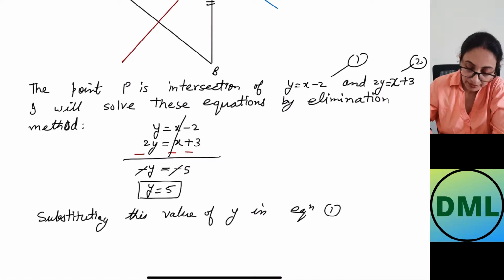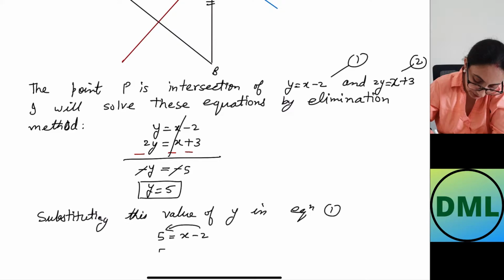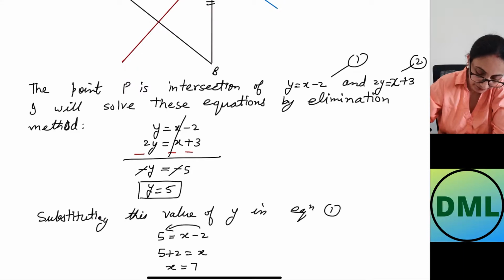Substituting this value of y in equation number 1. So what will happen here? It will be 5 is equal to x minus 2. Move this 2 on left hand side. It will be 5 plus 2 is equal to x. So x is equal to 7.